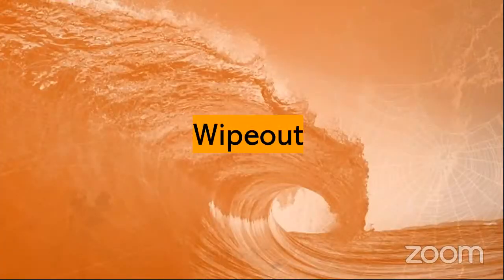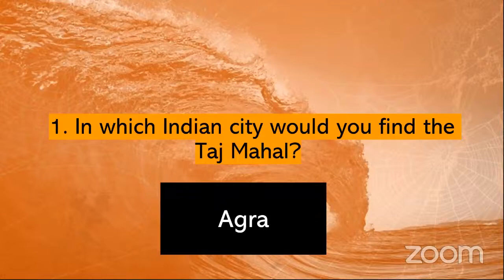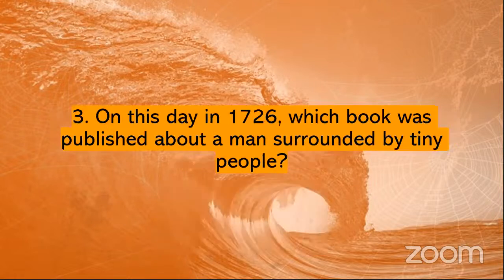Then we have the wipeout. Remember for the wipeout, if they've written down a question and it's wrong, that is 0 points for the whole wipeout round. Automatic 0 if they got even one of these next 10 questions wrong. Question 1 was, of course, Agra. Well done if you got Agra. Agra is the city. Then it's an ambush.